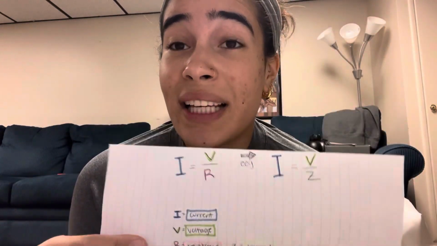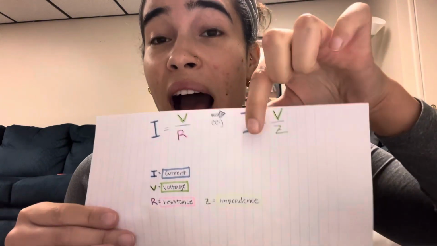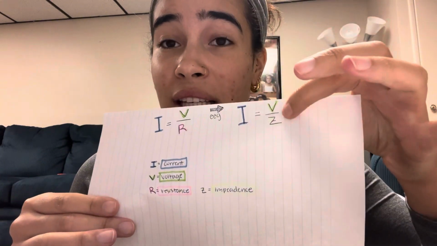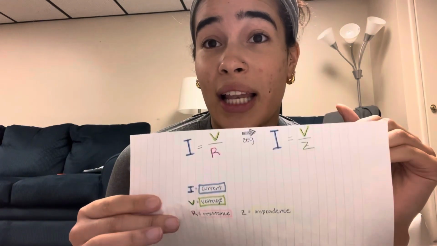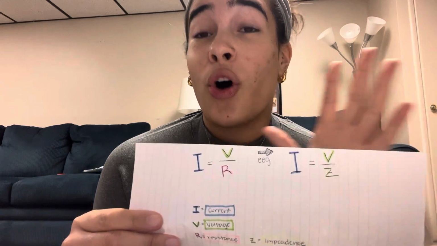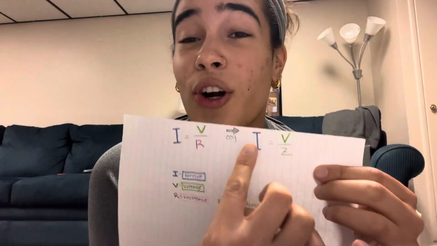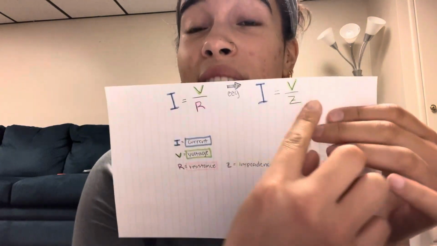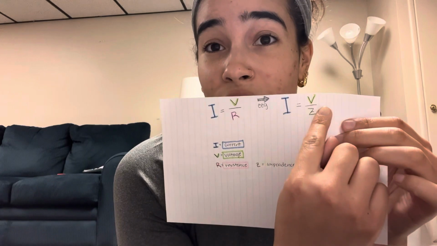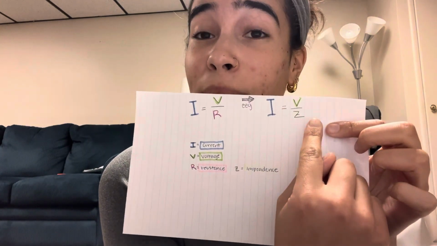When we are looking at EEG, we are looking at I is equal to V over Z. This is because EEGs are measured in alternating current, which we'll talk about later. So I, our current flow of electrons, is equal to our voltage, our electrical potential, over Z, our impedance.